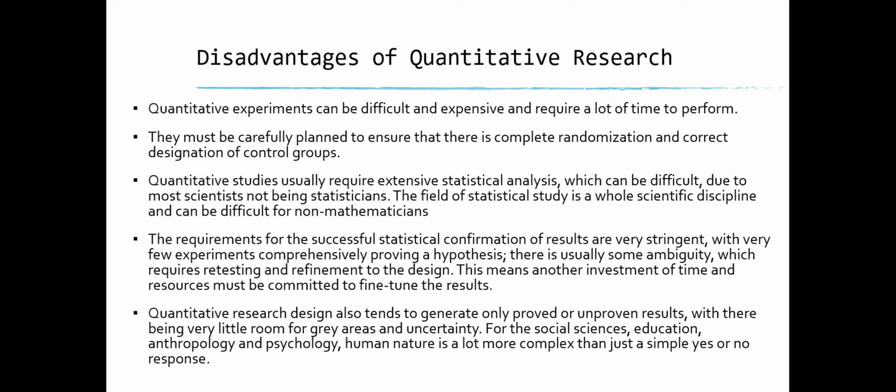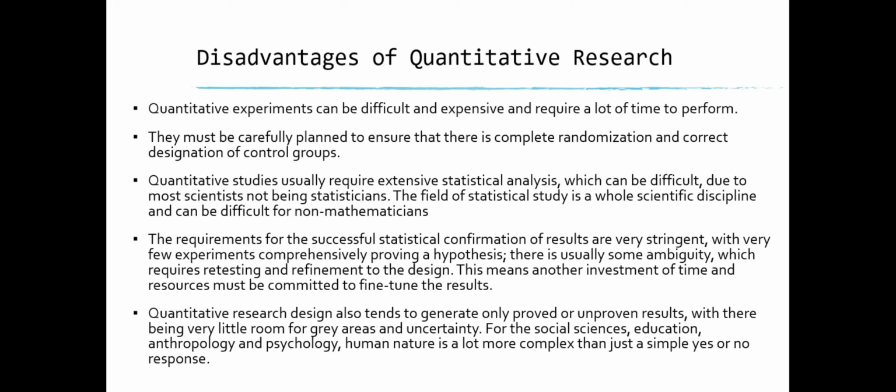Right now, the really good thing is that we have software to determine the results effectively and smoothly, like SPSS, or we have the QI Macros. The requirements for the successful statistical confirmation of results are very stringent, with very few experiments comprehensively proving a hypothesis. There is usually some ambiguity which requires retesting and refinement to the design. So this means another investment of time and resources must be committed to fine-tune the results.